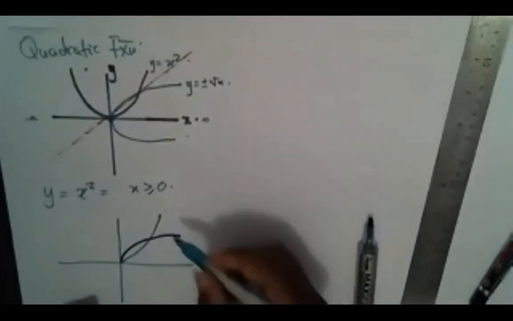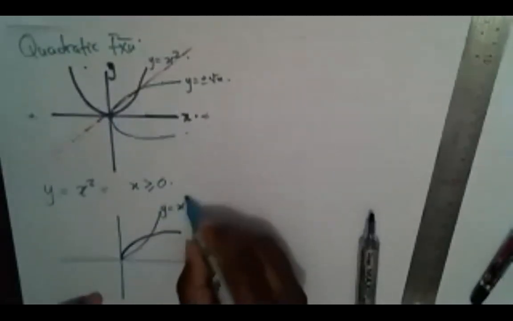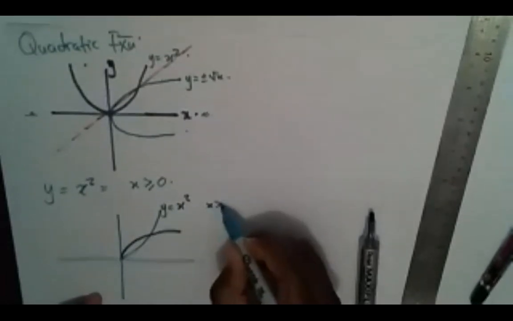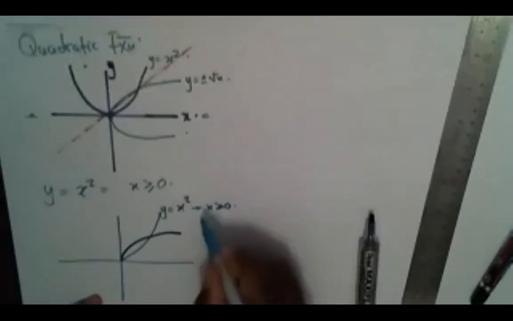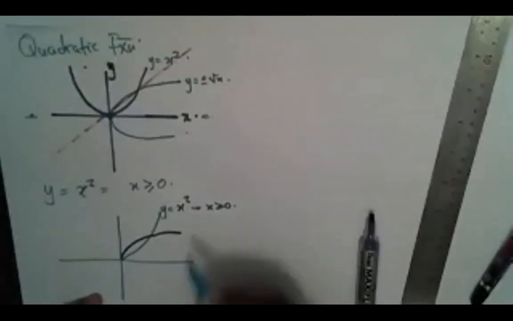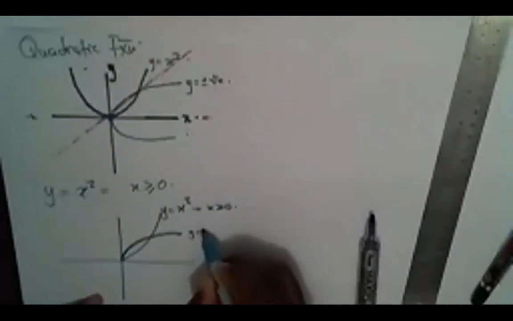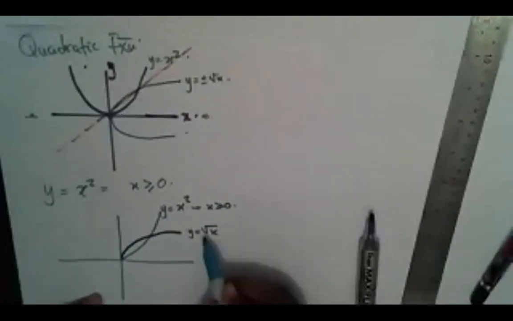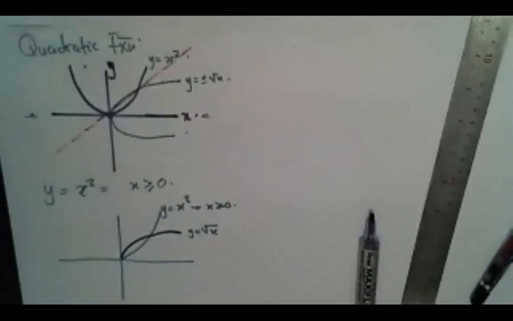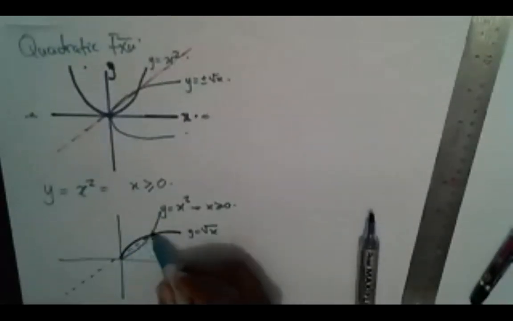So this is y is equal to x squared, but only when x is greater or equal to 0 for this one. Right? For this one. And the inverse now, if you can check, is y is equal to the square root of x, which is the positive part, because I've taken the positive part. And I have my line y is equal to x.